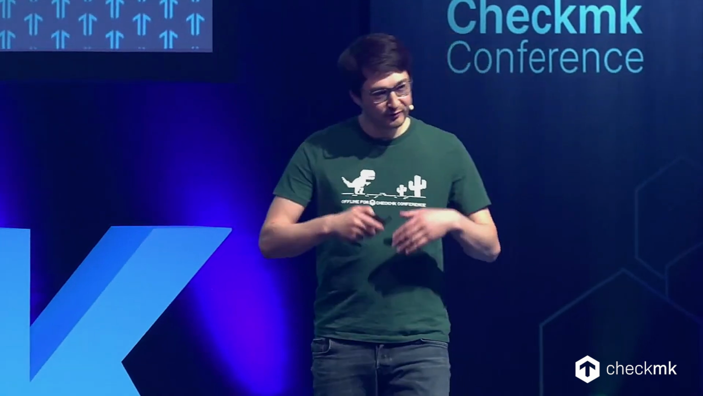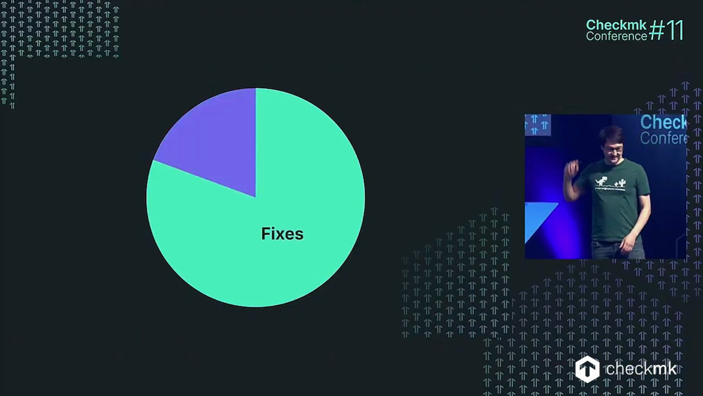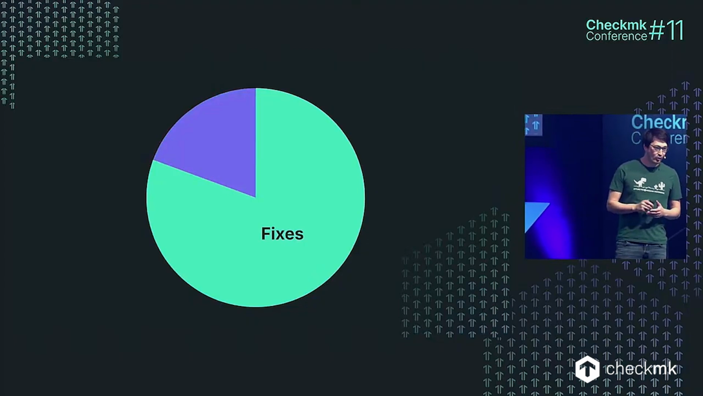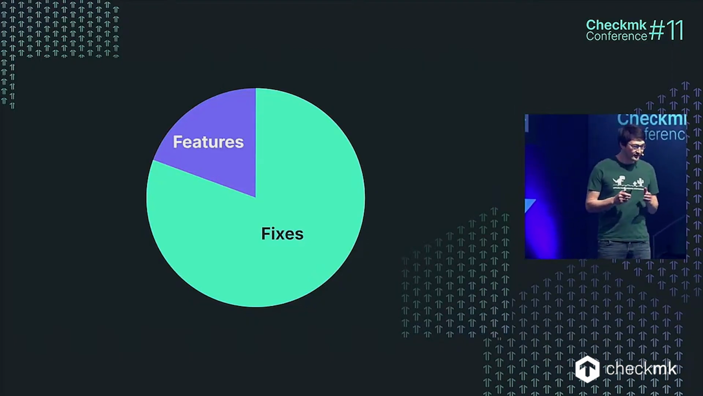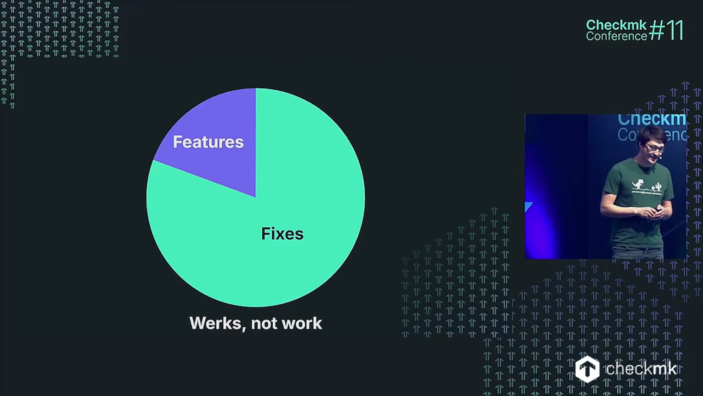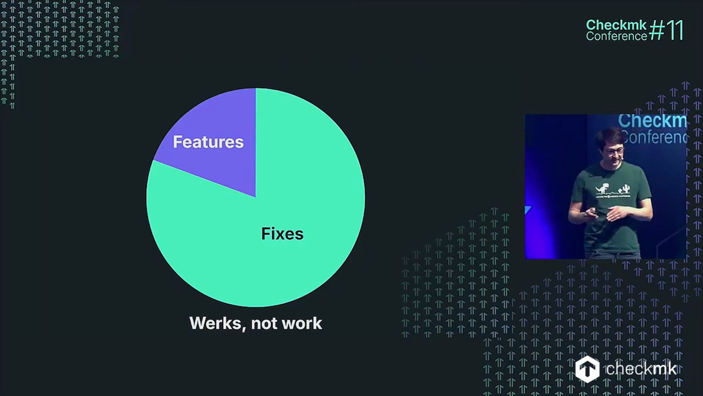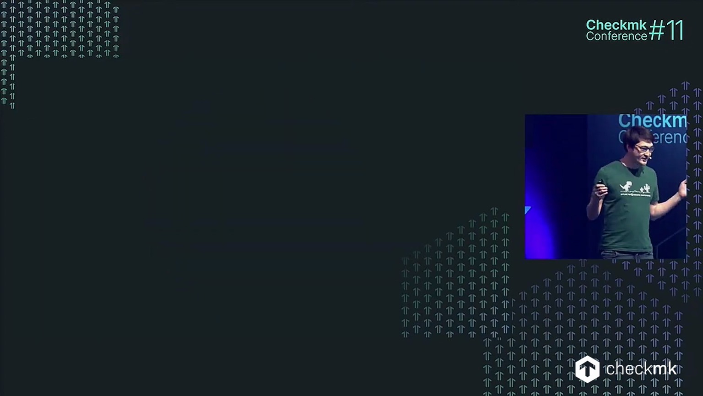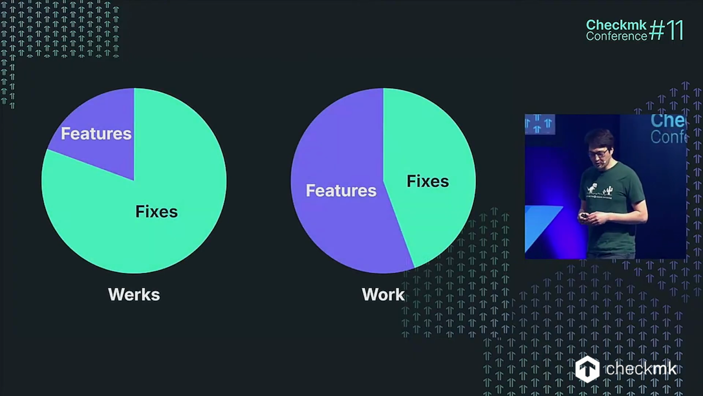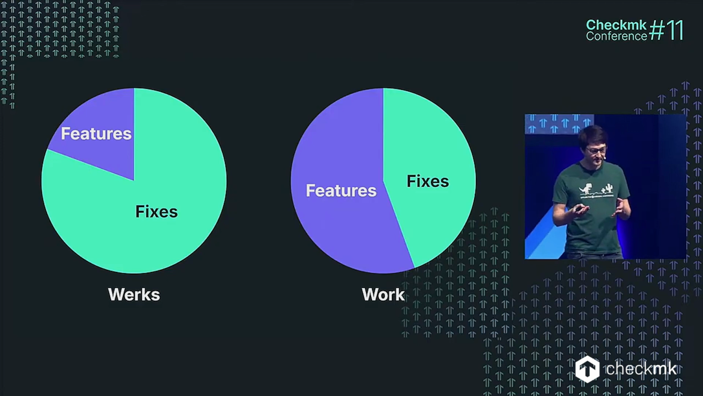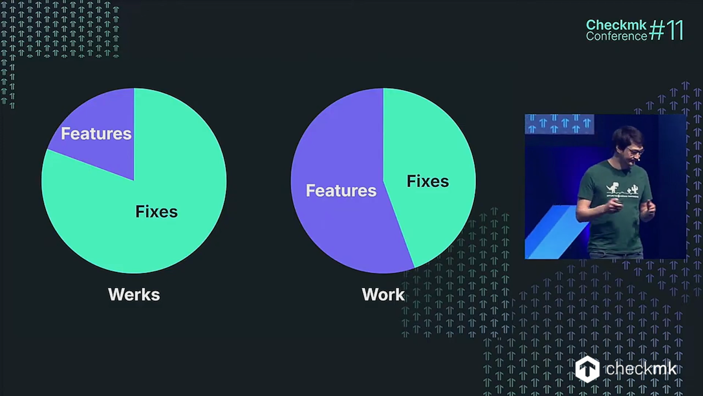Let's think about what these Werks are. If we paint that in a pie chart, we see most of them are fixes, and only a few of them are actual features. But the important thing: Werks are not work. If you think about how much time we spend on things, then it looks more like this. Most of our time goes into new features, but they don't get that many Werks.